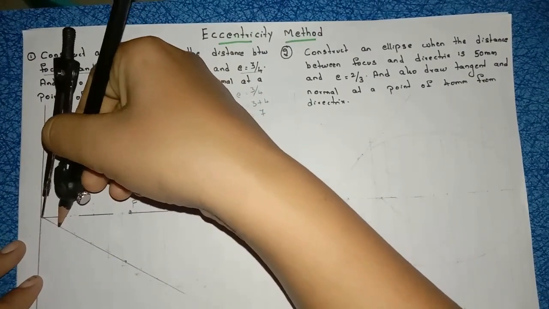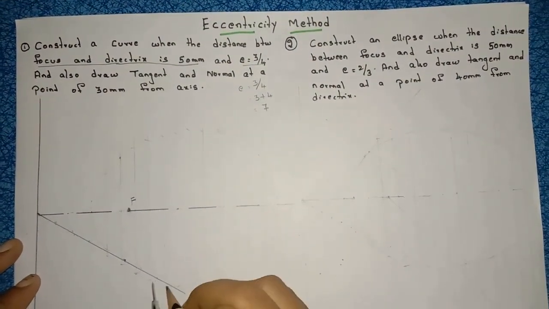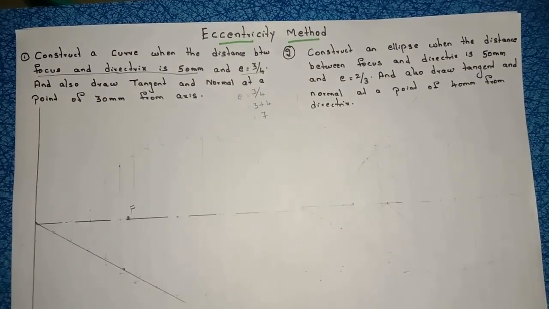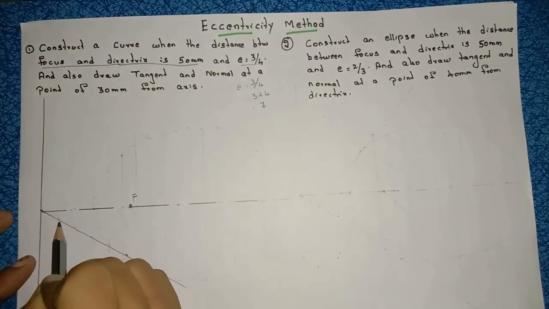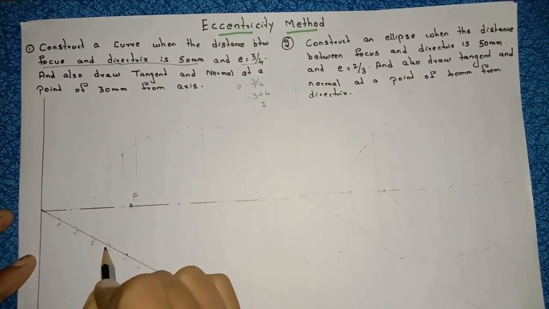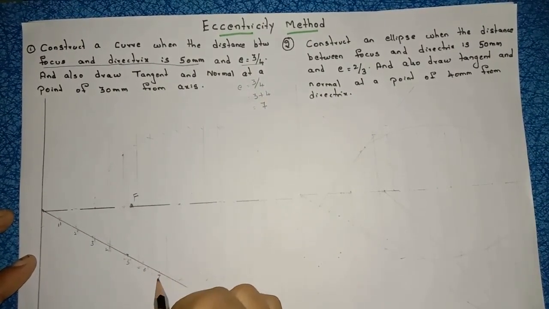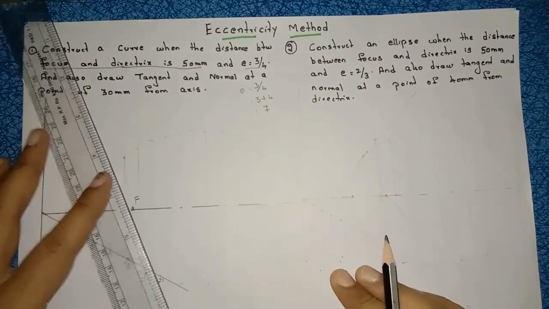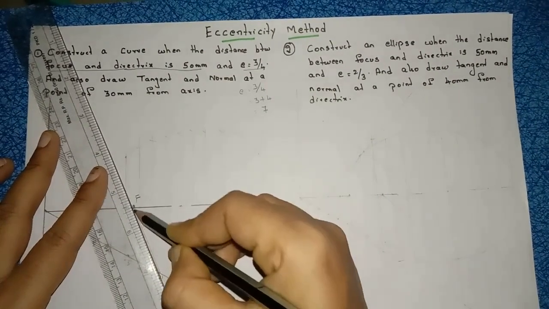Keep your compass here, draw the arcs. What is the condition? Join the last arc to the end of the line, right? So write down here 1 dash, 2 dash, 3 dash, 4 dash, 5 dash, 6 dash and 7 dash, right? Now 7 dash is the last arc.